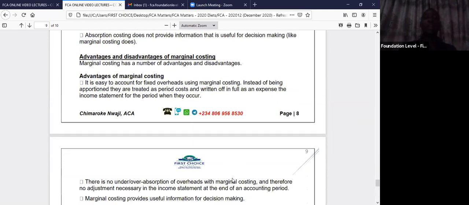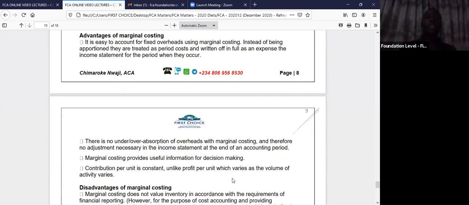Look at marginal costing. What are the advantages? It is easy to account for fixed overhead using marginal costing instead of apportioning it the way we do it in absorption costing. It is easier because you separate your fixed costs and treat them separately from your marginal cost. So it is helpful for management to take decisions, okay? Because they take decisions based on variable cost and not on fixed cost.